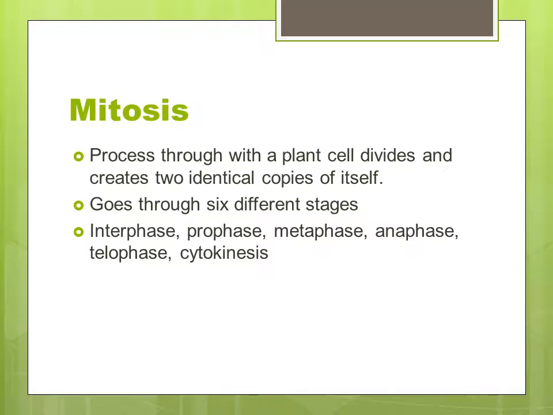Now that I have briefly explained what meiosis is, let's turn our attention to mitosis. Mitosis is a process through which a plant cell divides and creates two identical copies of itself. It goes through 6 different stages, which are the interphase, prophase, metaphase, anaphase, telophase, and cytokinesis.